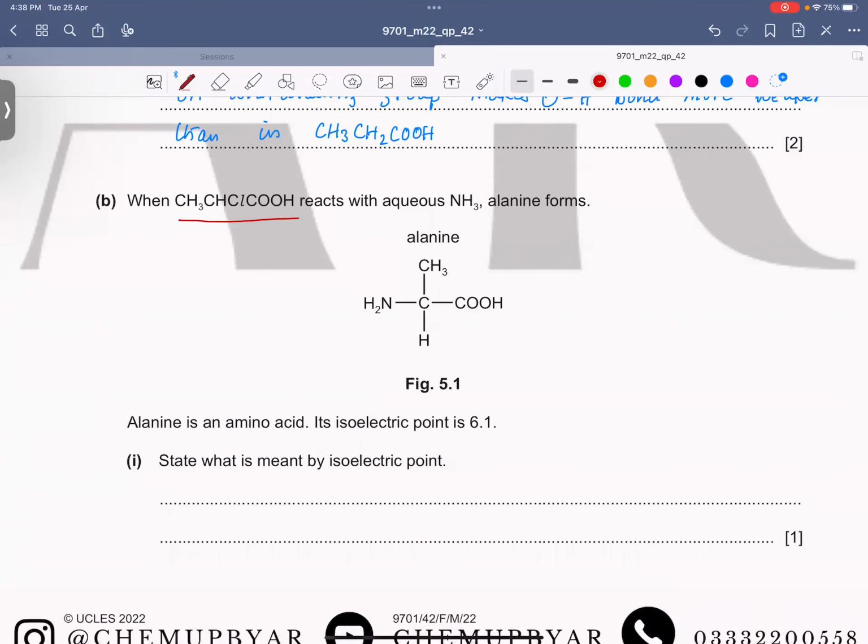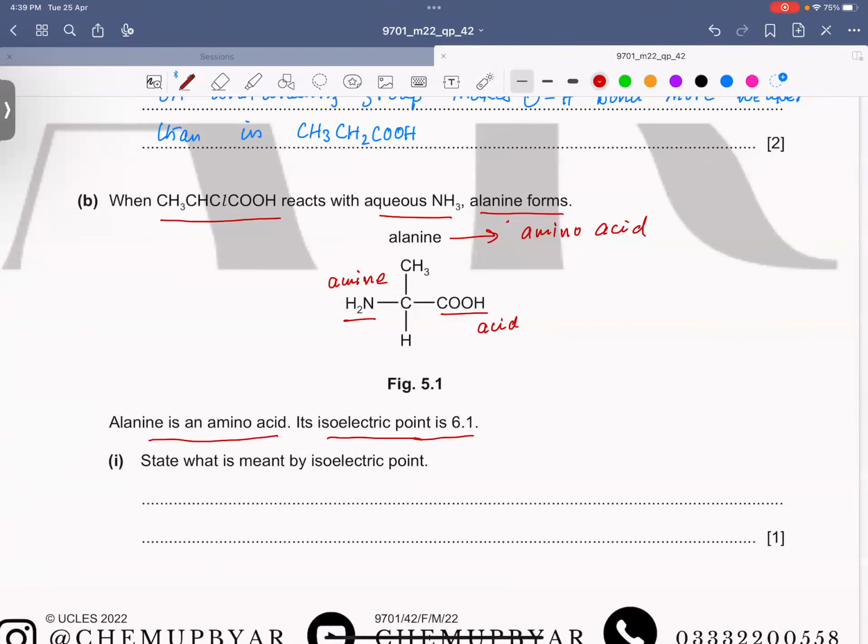When 2-chloropropanoic acid reacts with aqueous ammonia, alanine forms. And if you recall, here if you see, there is a carboxylic acid group in it, and there is an amine group in it. So this alanine is basically an amino acid. They have mentioned that it's an amino acid and its isoelectric point is 6.1. What does this isoelectric point of 6.1 mean? That 6.1 is a pH where the net charge on alanine is 0, or there is no net charge on alanine at this pH.